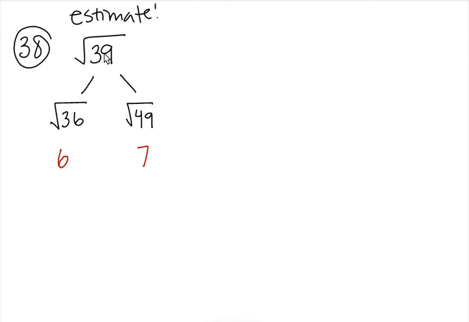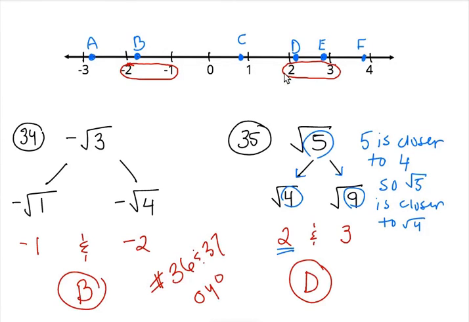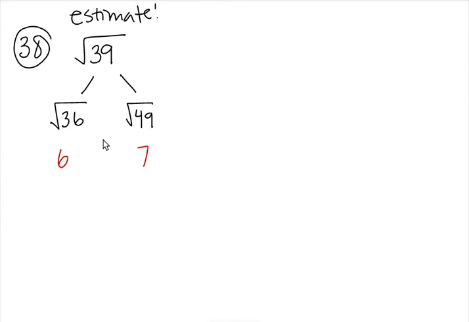But when we estimate, I want to get as close as possible to an answer. Saying between 6 and 7 isn't good enough. Because as we saw, let me back up. As we saw here, there are a lot of options between two numbers, right? We need to be a little more clear as to exactly where between 6 and 7 is square root of 39. So here's what we do.